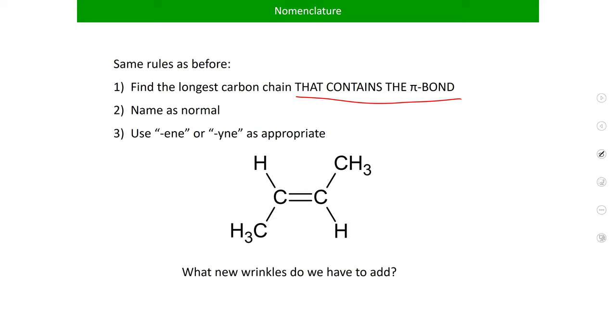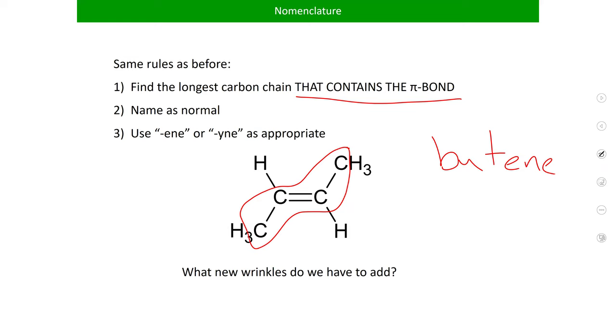So for instance, what's our longest continuous carbon chain for this molecule? Four. So that's going to be but-. Is it ene or yne? Ene. So butene instead of butane. Basically, IUPAC organic nomenclature is what you get if you put the scientists in charge of developing a language from scratch: every single word, every single letter in a word means something. You'll see that we can convey a huge amount of information in a really small space if we use the proper nomenclature.